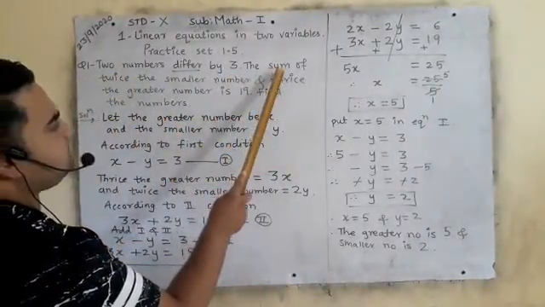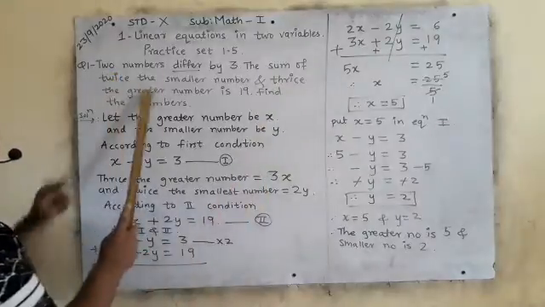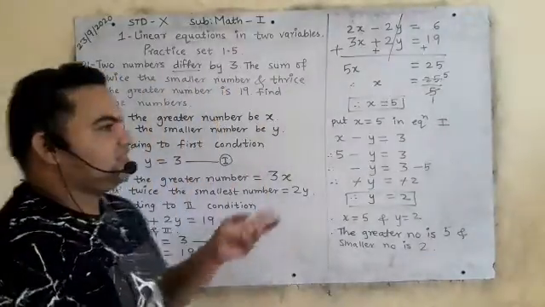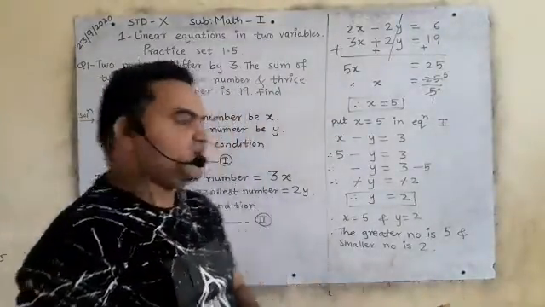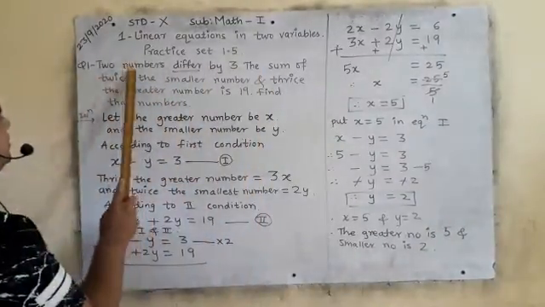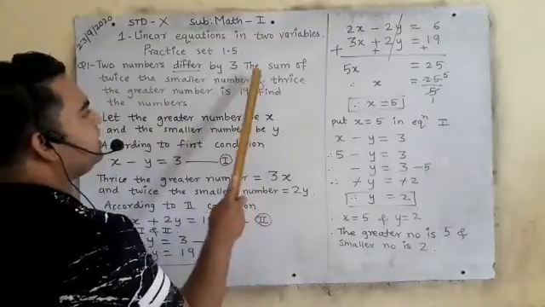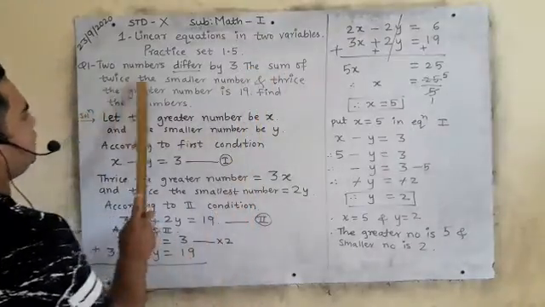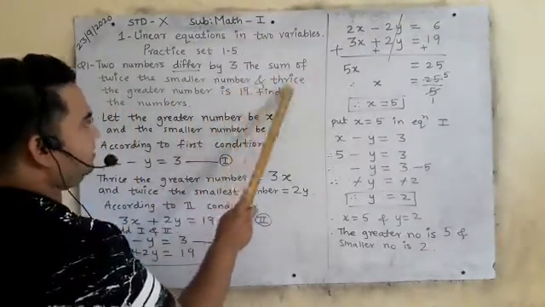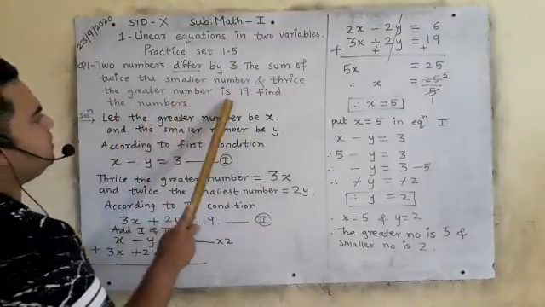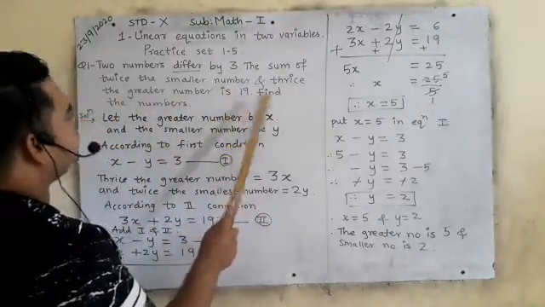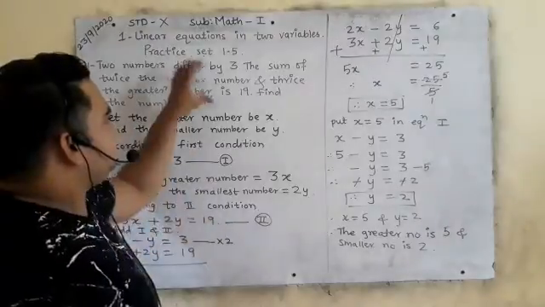The sum means addition. The sum of twice the smaller number, now we have to do the addition. This is the first condition: two numbers differ by 3. Then the second condition is the sum of twice the smaller number and thrice the greater number is 19. Find the numbers. So first understand the question.